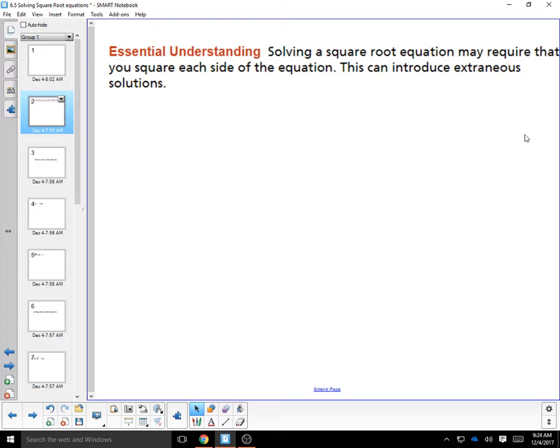This is 6-5, we got 6-6 and 6-7. We already did 6-8, we bumped it to the front, remember? So, in 6-5, what we're doing is we're going to be solving equations that have radicals in them. So square roots and other type roots, type of problems in there.